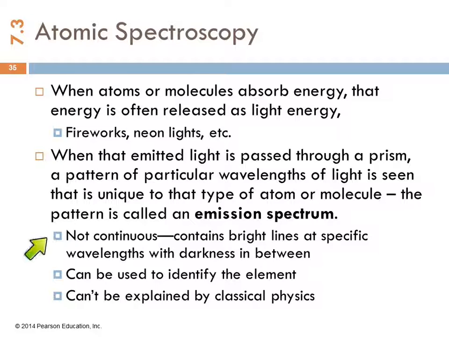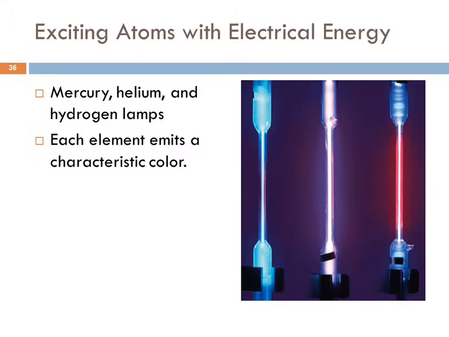This spectrum will not be continuous. It's going to have bright lines at specific wavelengths with darkness in between. And it's a little bit like a barcode for the element. It's going to be specific for each element. We can use it to identify the element. And classical physics cannot explain why this happens.